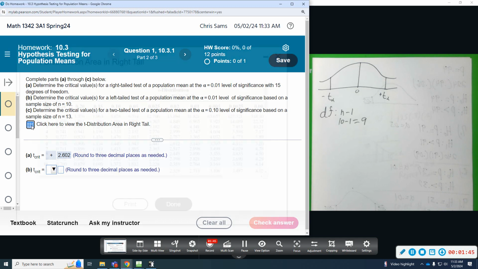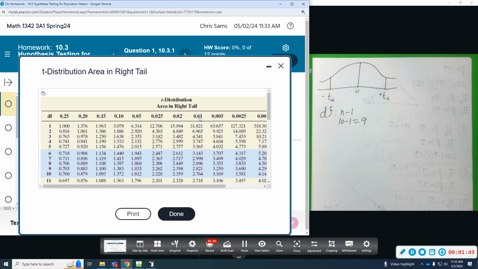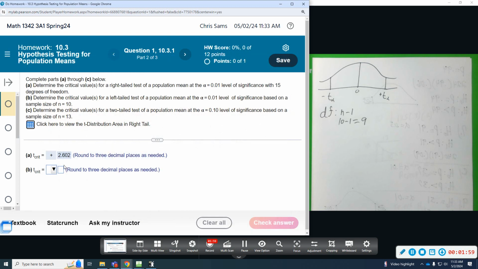So I'm going to go back to the table. Level of significance was 0.01, 9 degrees of freedom, 2.821, and that's going to be negative 2.821.